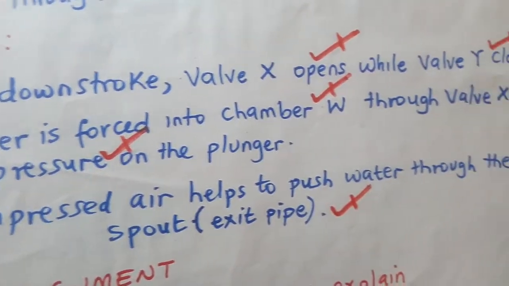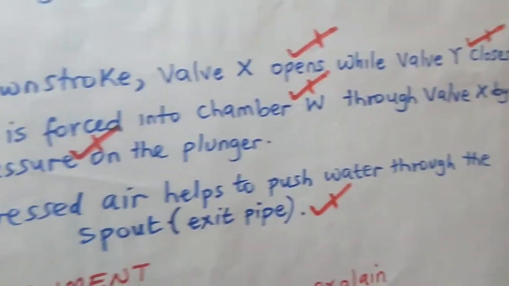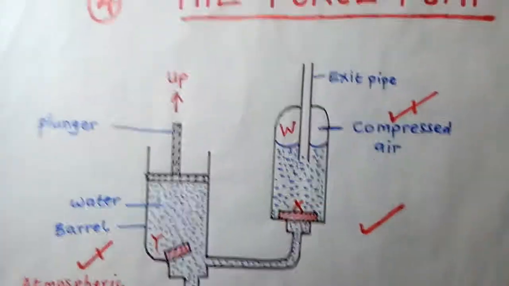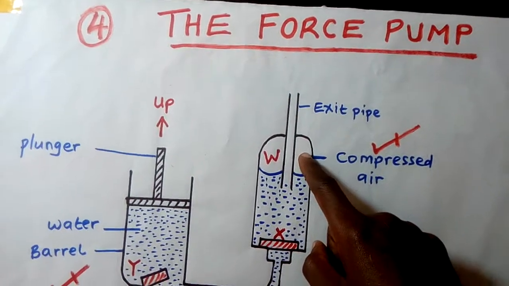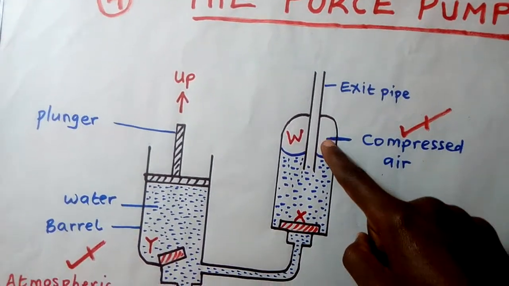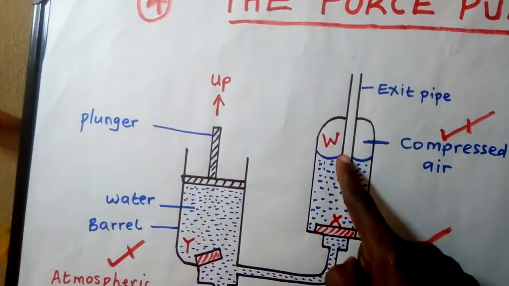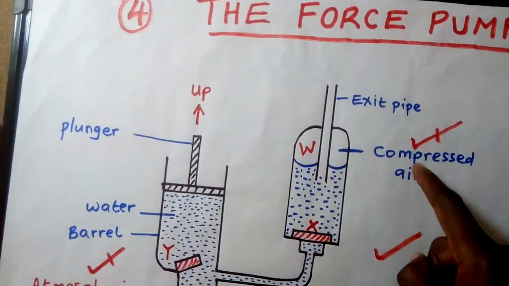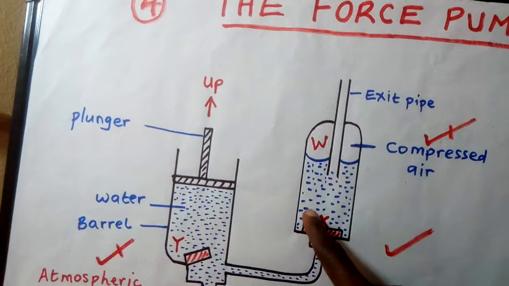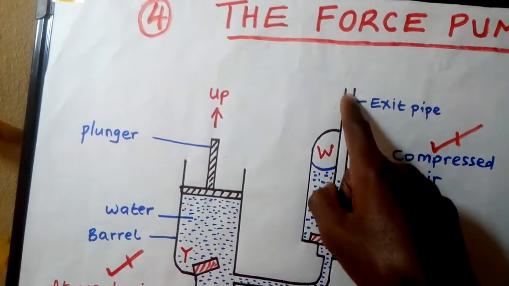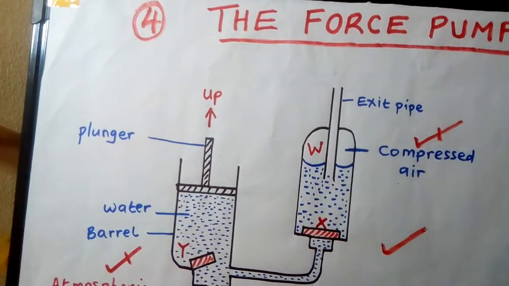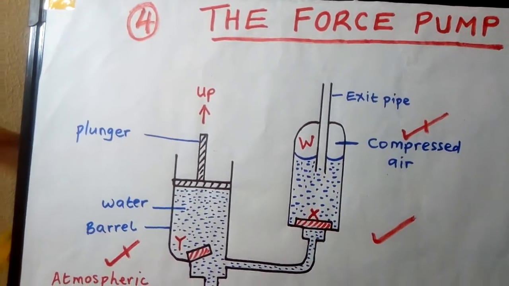Water is forced into chamber W through valve X by pressure on the plunger. Compressed air helps to push the water through the spout. You see? So there is compressed air somewhere here. Here the air has been compressed. So this air also presses the liquid and forces it to pass through the spout. So compressed air helps. Once the water has reached here, the water is now forced to pass through the exit pipe, which we call the spout. And then the water pours.